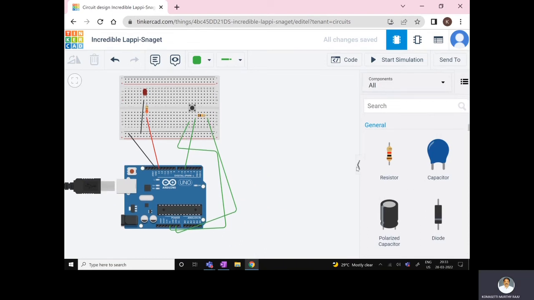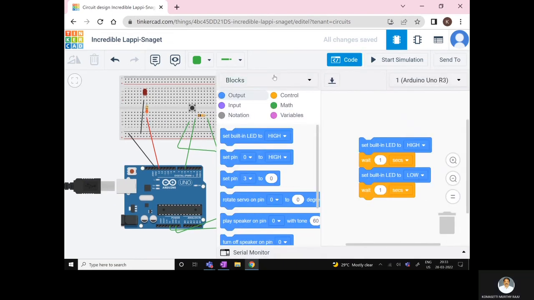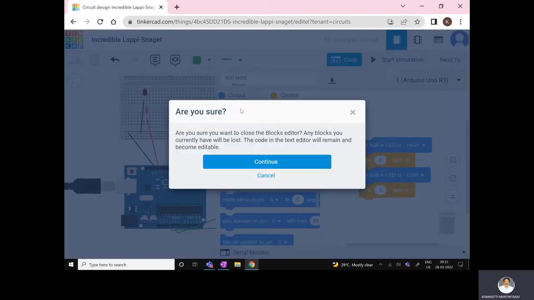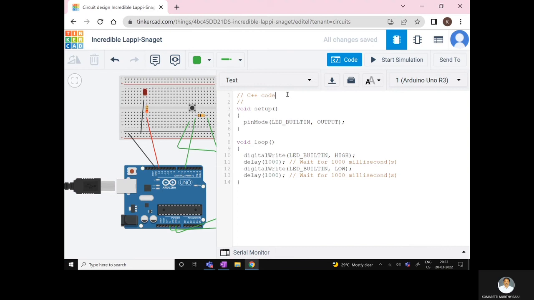write the program here. Code. Integer push button. The push button value is 5, here we use push button is 5.